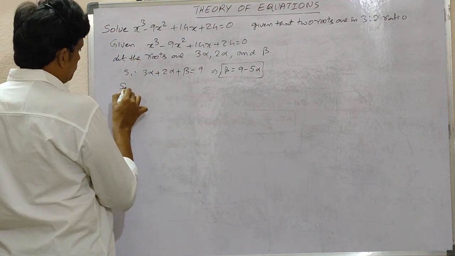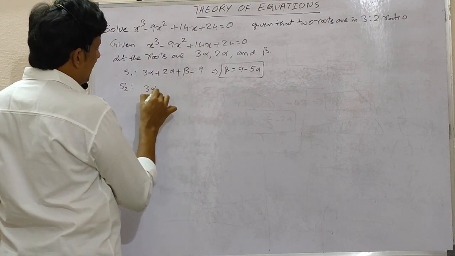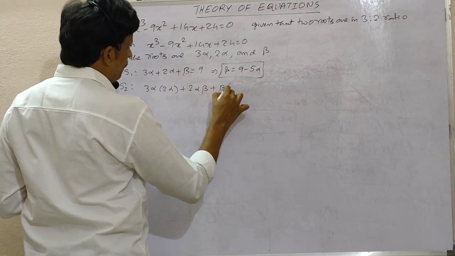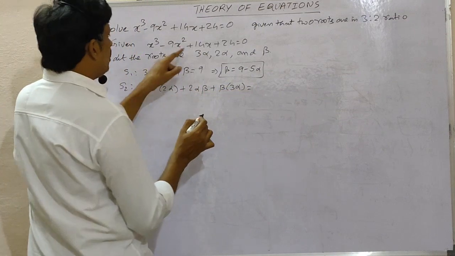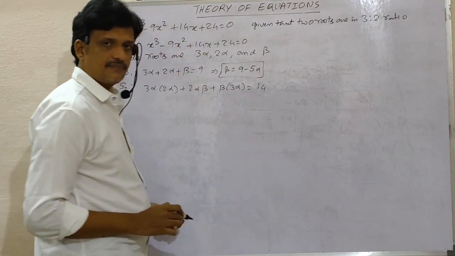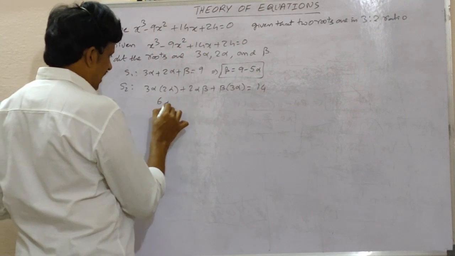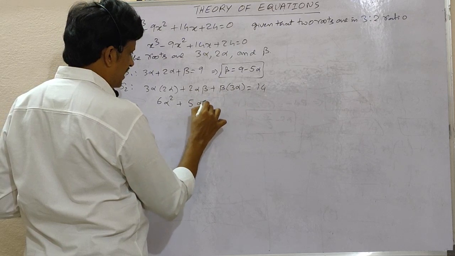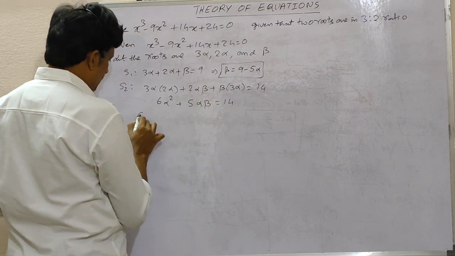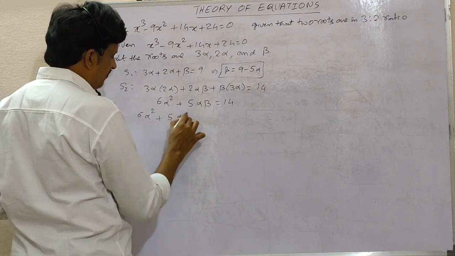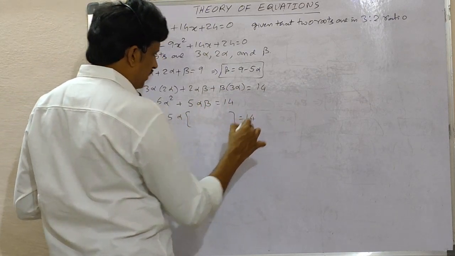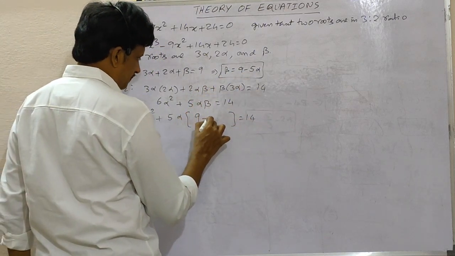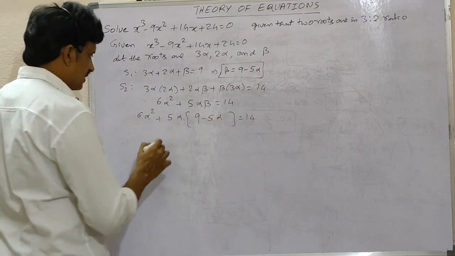Now write S2. S2 means 3 alpha into 2 alpha plus 2 alpha into beta plus beta into 3 alpha, that is equal to 14. So this is 3 into 2, 6 alpha square, plus 2 alpha beta plus 3 alpha beta, which is plus 5 alpha beta, equal to 14. So this is 6 alpha square plus 5 alpha into beta equal to 14, where instead of beta you can write 9 minus 5 alpha from S1.